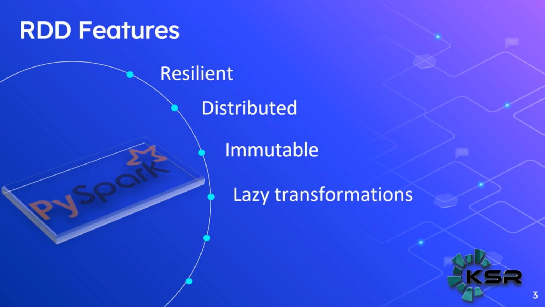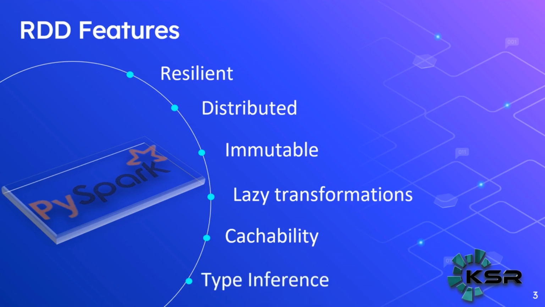So, RDD performs lazy transformations. This is one of the main features of RDD. Next is cacheability. As we all know, Spark does in-memory computing, right? Similarly, an RDD can be cached so that the data can be easily accessible from all the worker nodes.